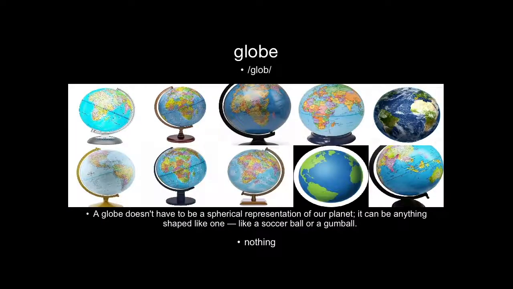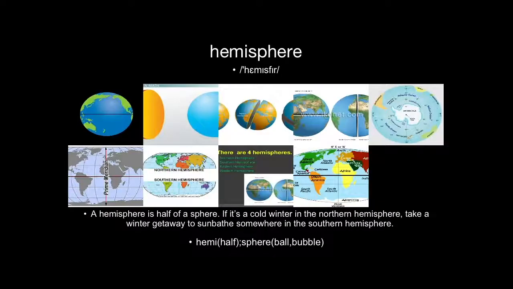Globe. A globe doesn't have to be a spherical representation of our planet. It can be anything shaped like one, like a soccer ball or a gumball. Hemisphere. A hemisphere is half of a sphere. If it's a cold winter in the northern hemisphere, take a winter getaway to sunbathe somewhere in the southern hemisphere.